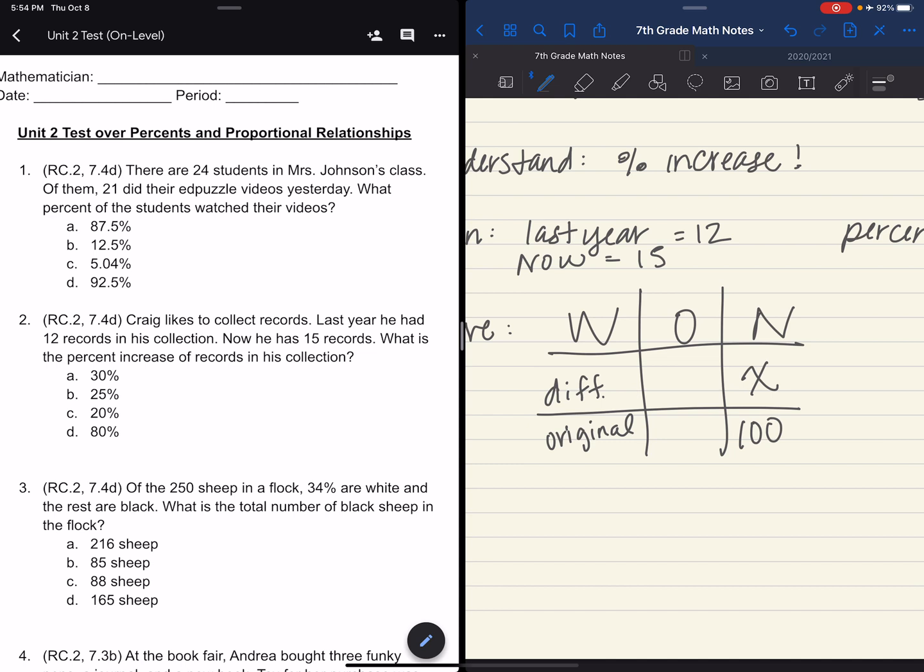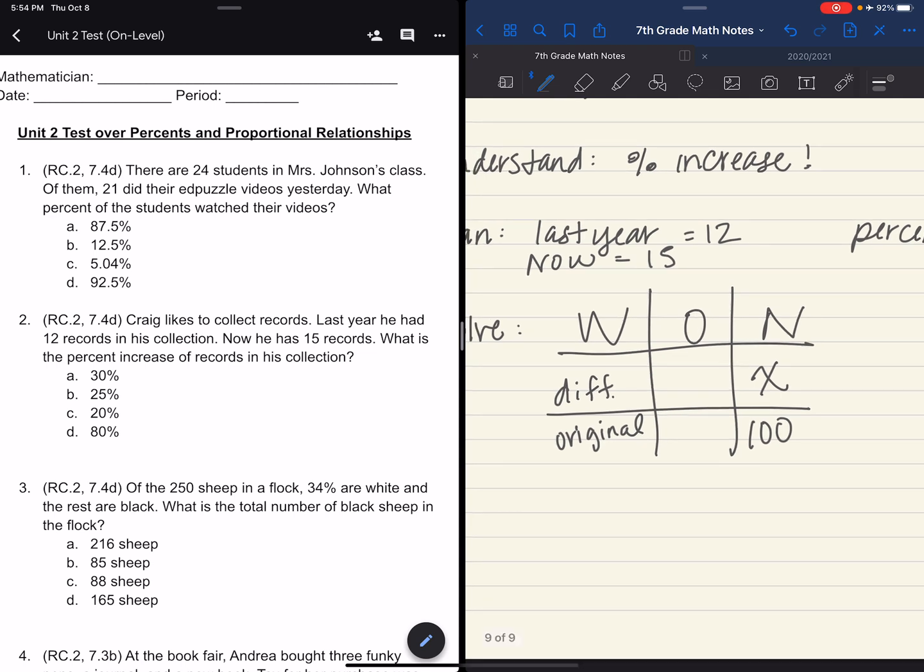Now the difference is going to be the difference between 15 and 12. Now, that's mental math. 15 minus 12 is 3. So I know my difference is 3. My original is whatever happened first. Not necessarily what happens first in the problem, like what number comes first when you read it, but what happens first in the situation. So last year he had 12 records. This year he has 15. So considering last year comes first, that's his original, 12.